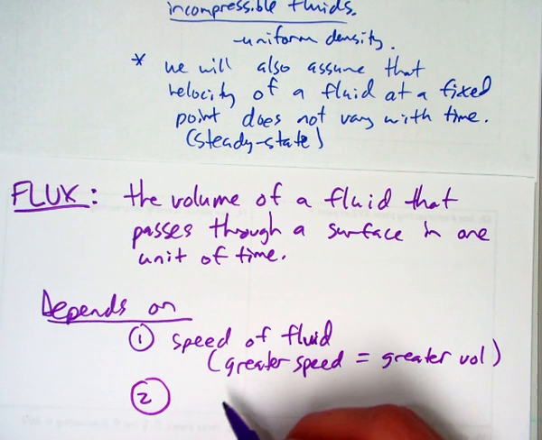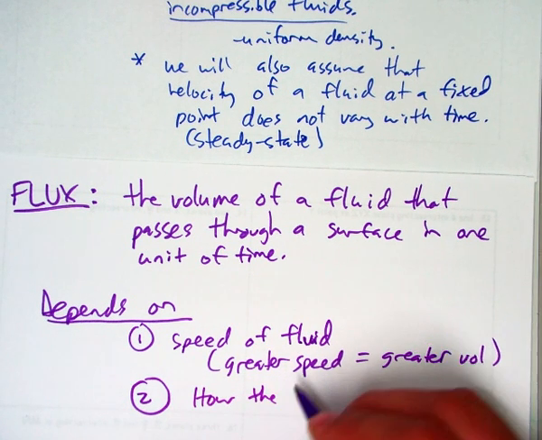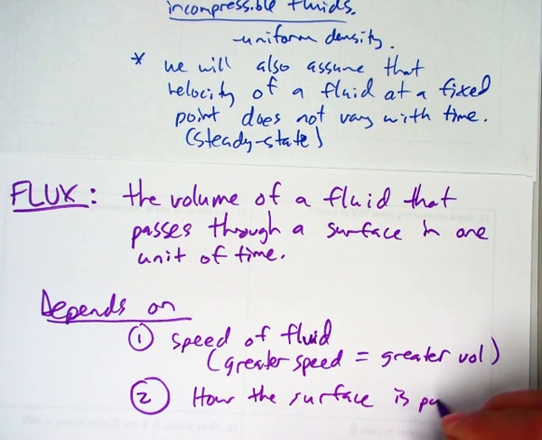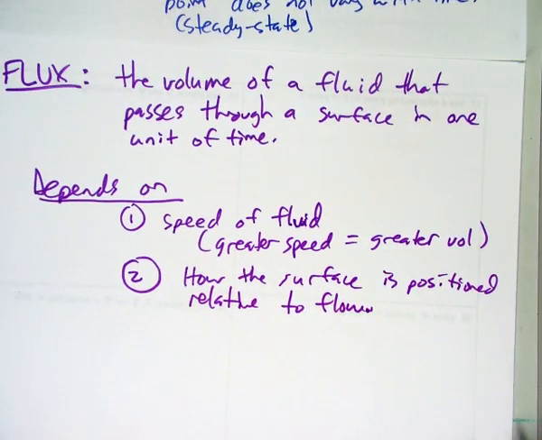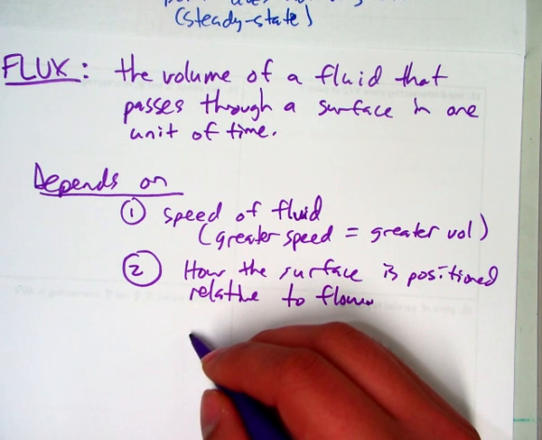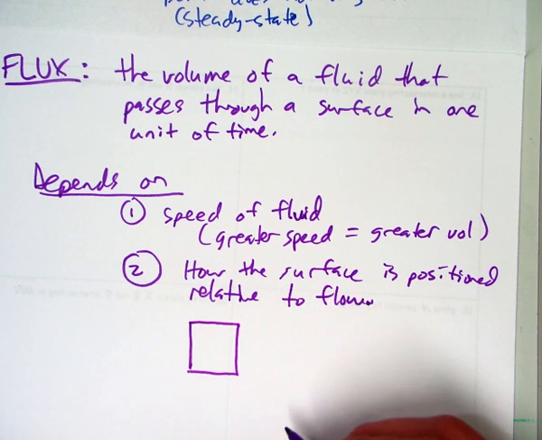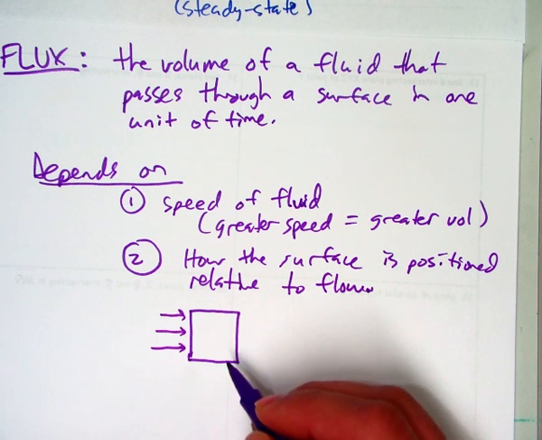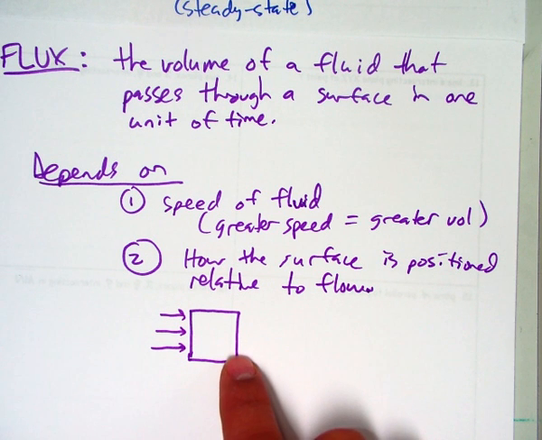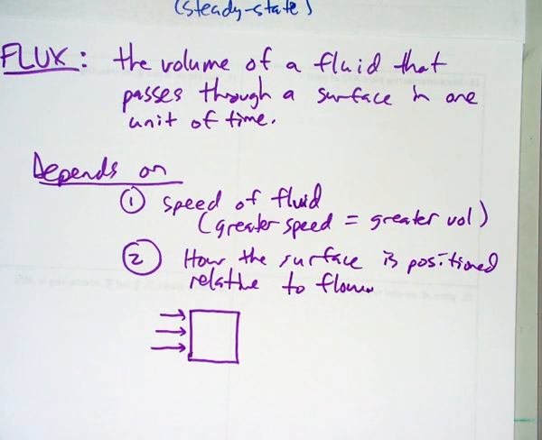2, how the surface is positioned relative to flow. So in other words, if I have a surface that looks something like this, and here's my flow field where everything's parallel. I know it's hard to see on paper, but imagine this representing a surface and velocity vectors running parallel to it. What's going to flow through the surface if we're going this way? Alicia? Nothing. If the flow field is perfectly parallel to the surface, nothing's going to get through there.